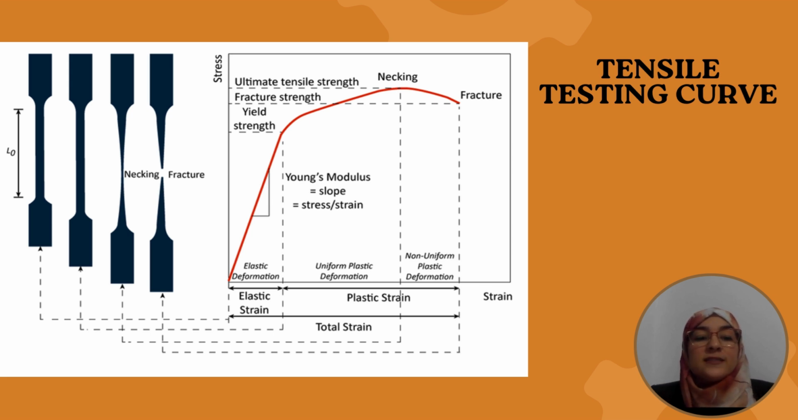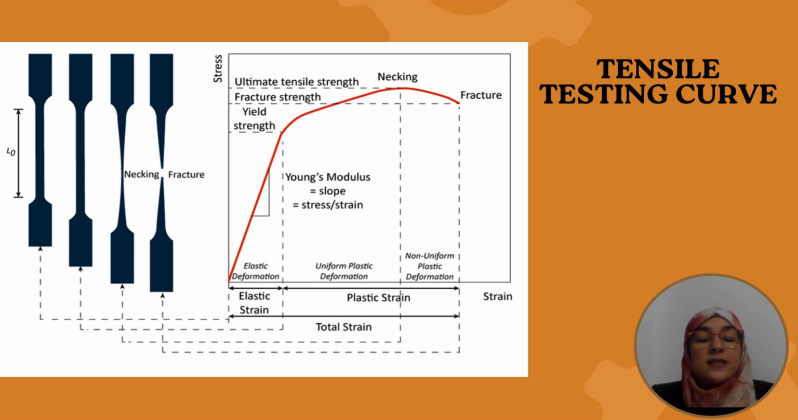The first one is the elastic deformation. The stress and strain are proportional and the material behaves elastically. In this region, the material deforms elastically, meaning it returns to its original shape once the load is removed. In this part, we have the Young's modulus. It's calculated from the slope of this linear portion. And we have the yield point, where the material begins to exhibit plastic or permanent deformation.